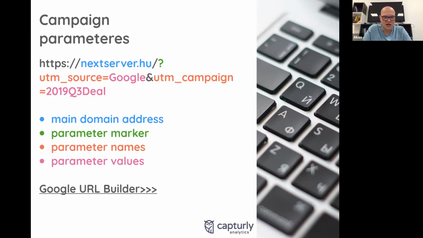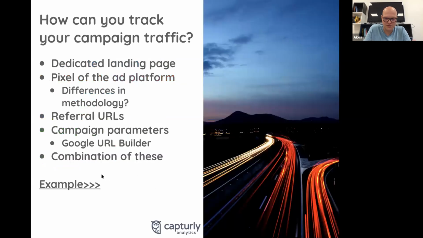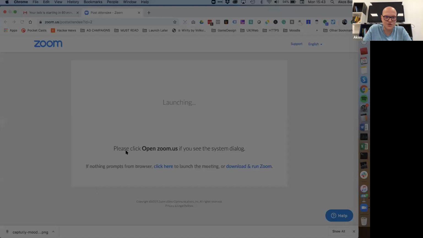And you can simply build these parameters by Google URL Builder. That's a great tool to build these parametered URLs. Facebook, for example, we create them automatically. So in the case of Facebook, if you add your links to Facebook posts, these parametered URLs will be created automatically.